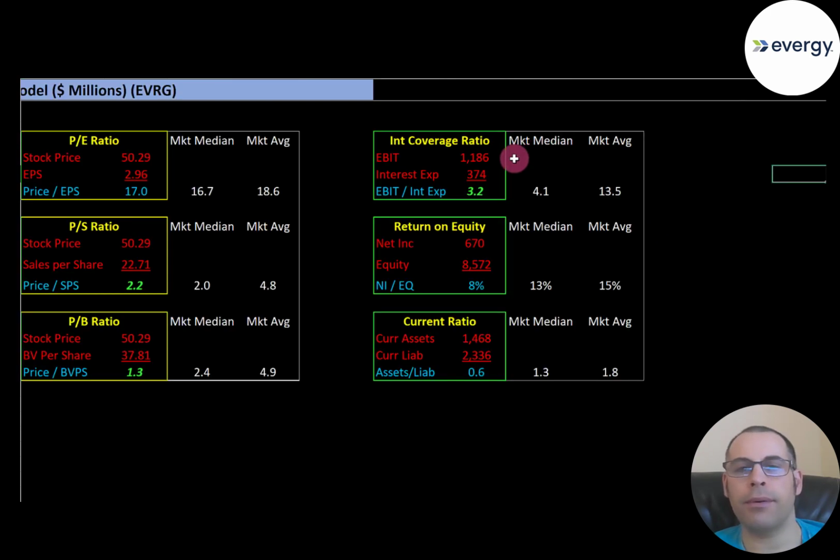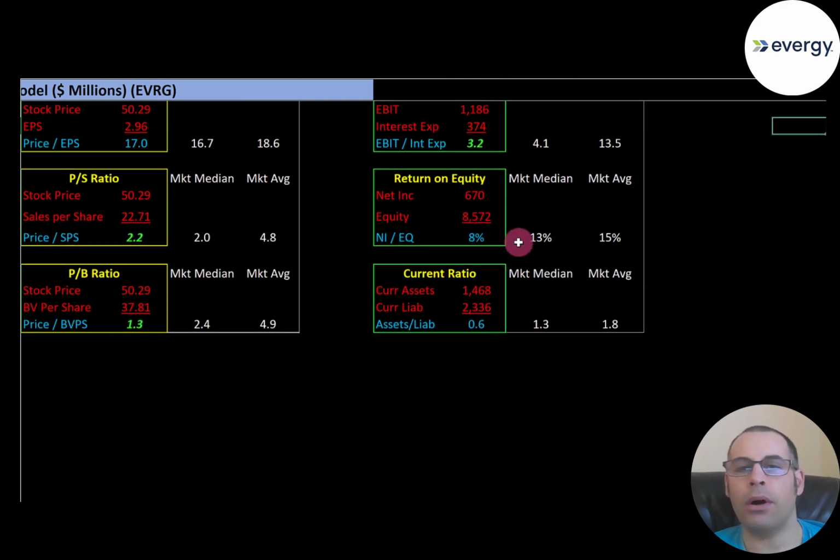They have a good interest coverage ratio. The median is 4.1, the average is 13.5. Interest coverage ratio is EBIT over interest expense. I like to see above 2.0, they're at 3.2. So they can cover their interest payments. EBIT is earnings before interest and taxes, also called operating income on the income statement.